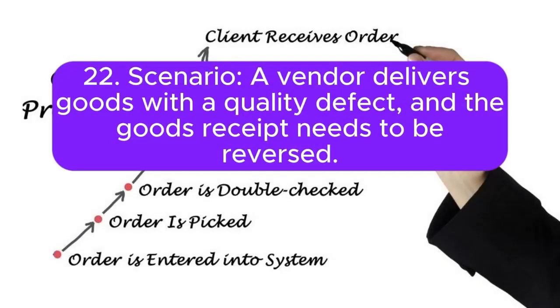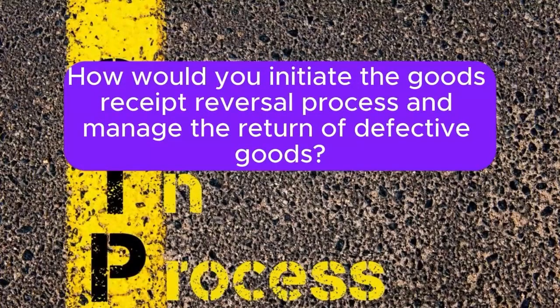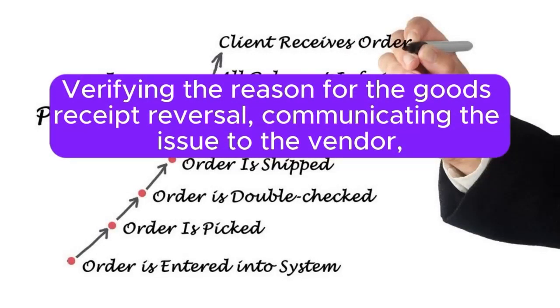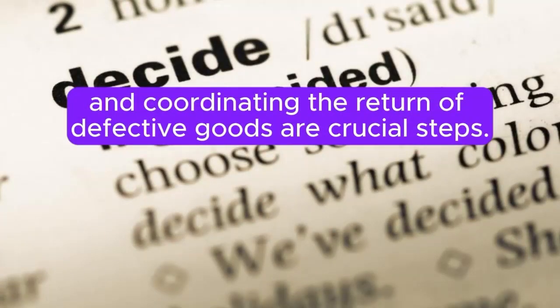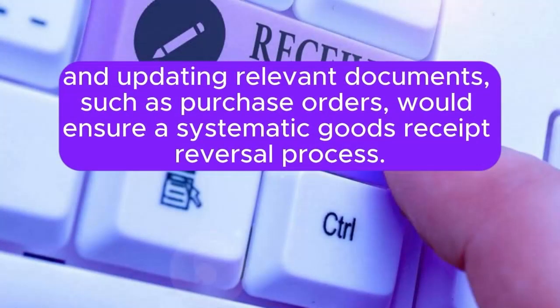22. Scenario: a vendor delivers goods with a quality defect, and the goods receipt needs to be reversed. How would you initiate the goods receipt reversal process and manage the return of defective goods? Answer: I would use transaction MIGO to reverse the goods receipt document. Verifying the reason for the goods receipt reversal, communicating the issue to the vendor, and coordinating the return of defective goods are crucial steps. Collaborating with quality management to document the quality issue, and updating relevant documents such as purchase orders would ensure a systematic goods receipt reversal process.